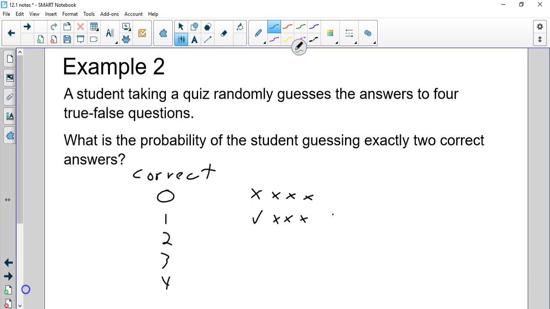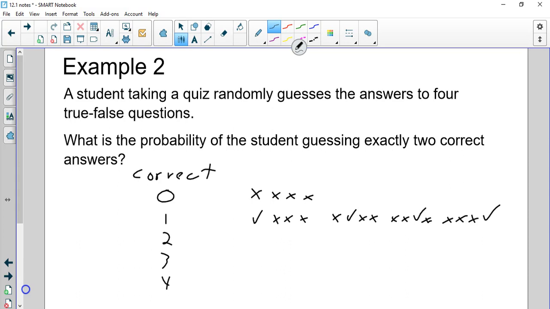So you could have also gotten the first one wrong, the second right, or the third one right, or you could have gotten the last one right. Those are all the ways of getting one correct.